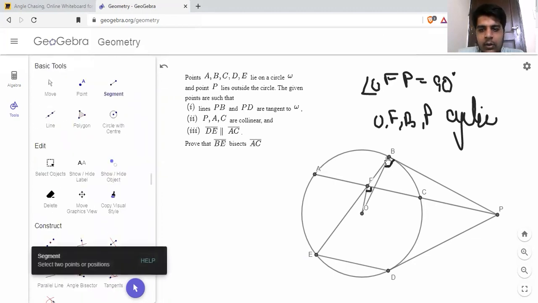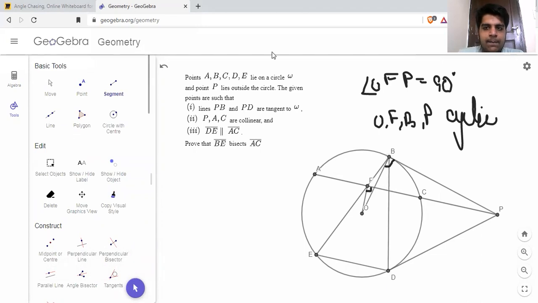To prove this, we first join BD. This is an angle chase. You can pause the video and try to solve it, and it can be done in about 5 minutes if you notice the angles quickly. Okay.